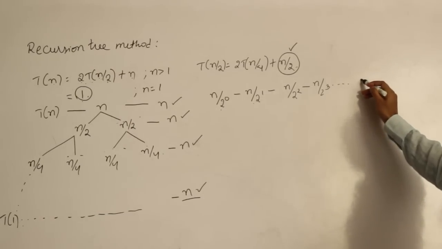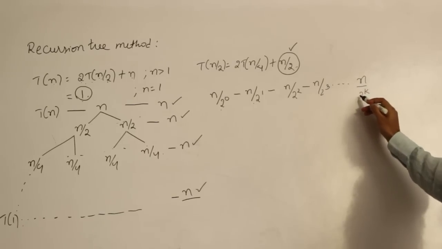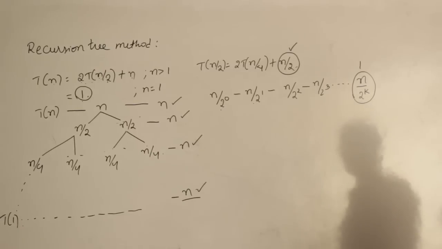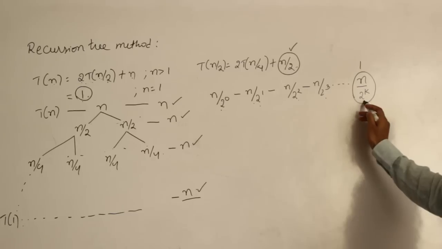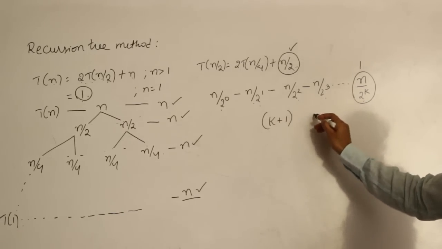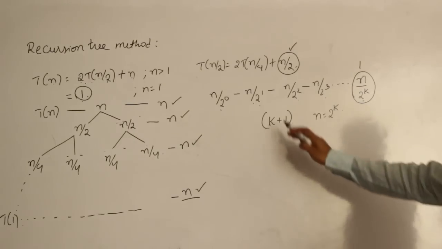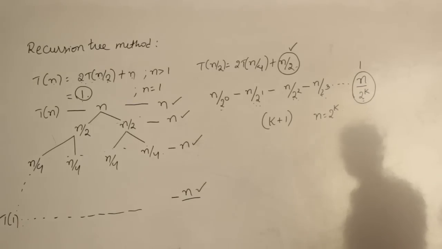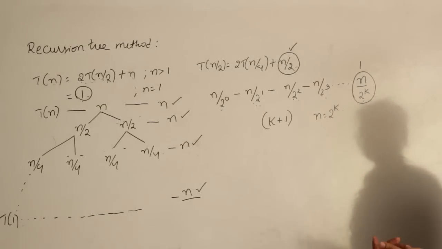We are reaching 1, right? So let us say the last level is n by 2 power k. If we assume that n equal to 2 power k, this is where we are reaching 1. Therefore, how many levels are there? 0, 1, 2, 3, and so on up to k, which means we have k plus 1 levels. If we assume that n is a power of 2, which means n equal to 2 power k, then we had totally 0, 1, 2, 3, and so on up to k, which is nothing but k plus 1 levels. So totally k plus 1 levels, right?